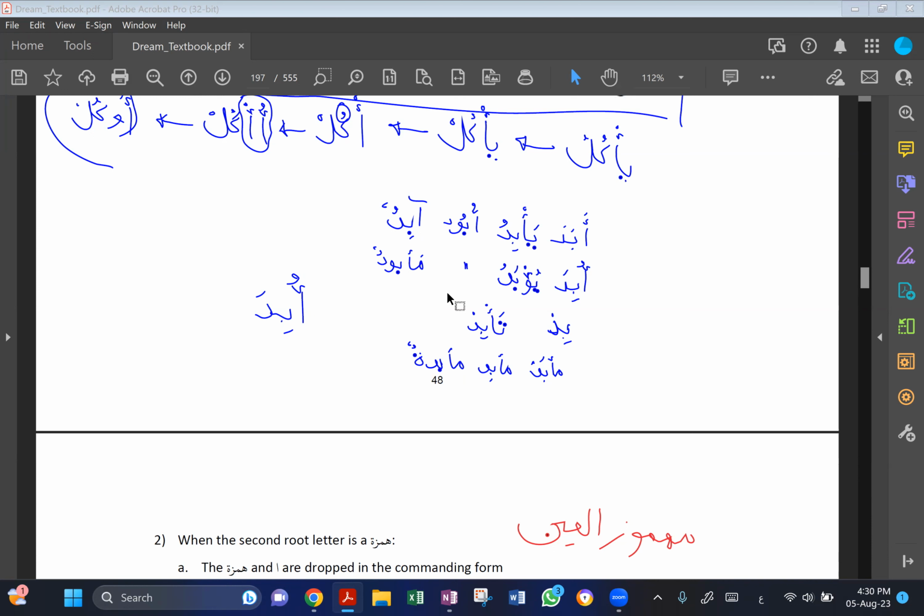Yu'badna. Yes, yu'badna. Okay. Anta tu'badu, antuma tu'badani, antum tu'baduna, anti tu'badina, antuma tu'badani, antunna tu'badna. Ana ubadu, not u'badu. Nahnu nu'badu. Beautiful. So again, you see the only change happening is the ana ubadu, not ana u'badu.